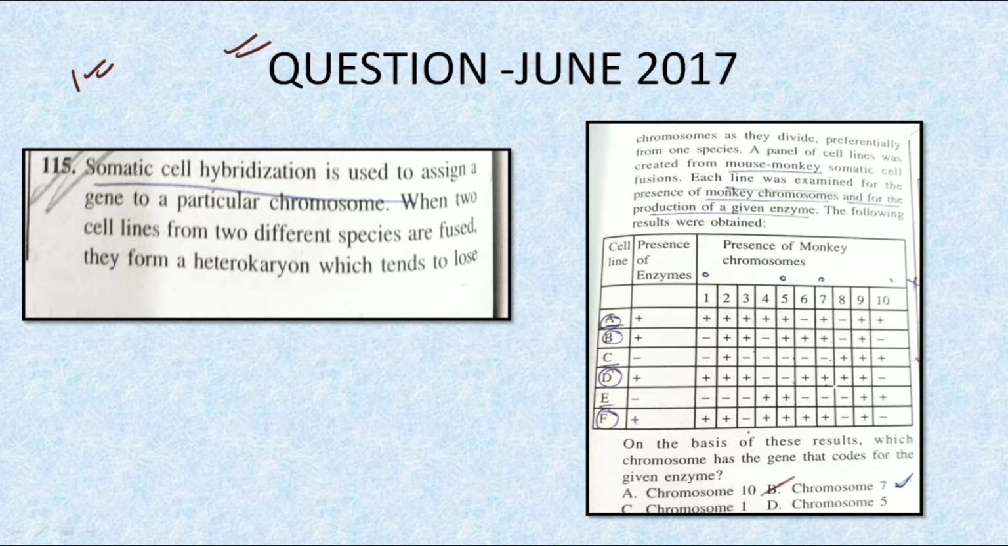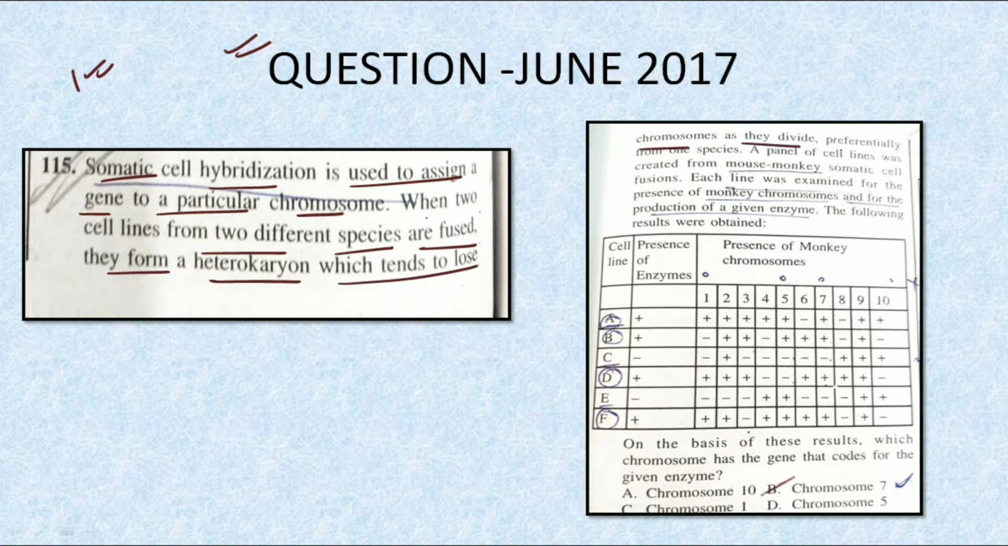The question says that somatic cell hybridization is used to assign a gene to a particular chromosome. When two cell lines from two different species were fused, they form a heterokaryon which tends to lose chromosomes as they divide, preferentially from one species. A panel of cell lines was created from monkey-mouse somatic cell fusions. Each line was examined for the presence of the monkey chromosome and for the production of the given enzymes. The following results were obtained.